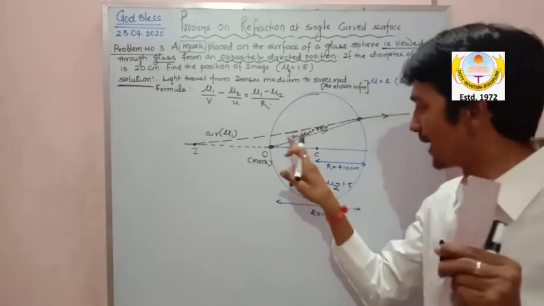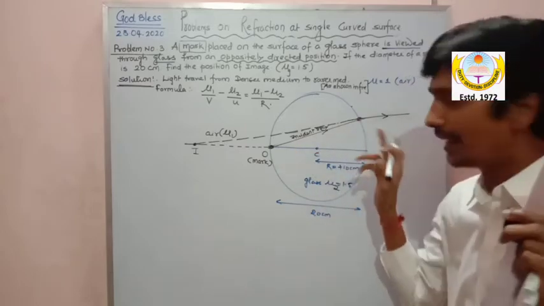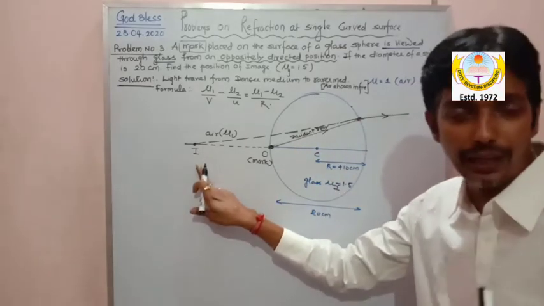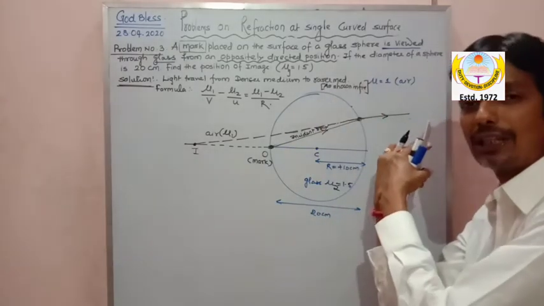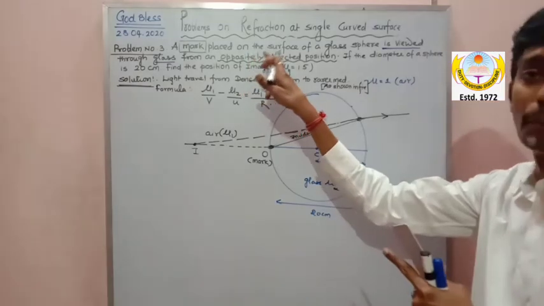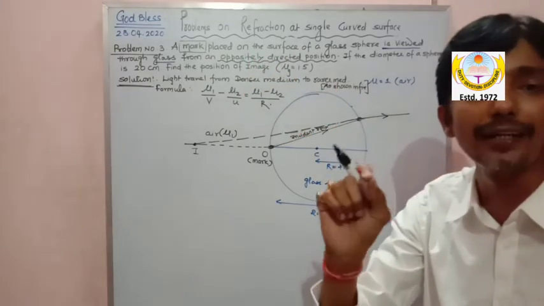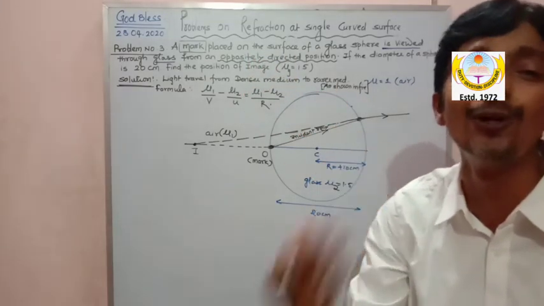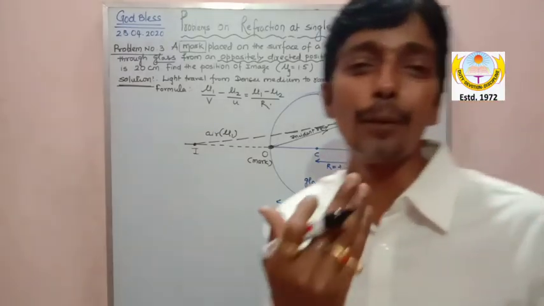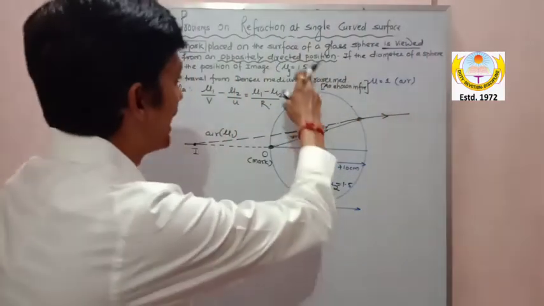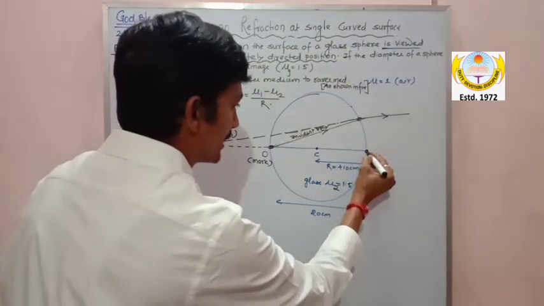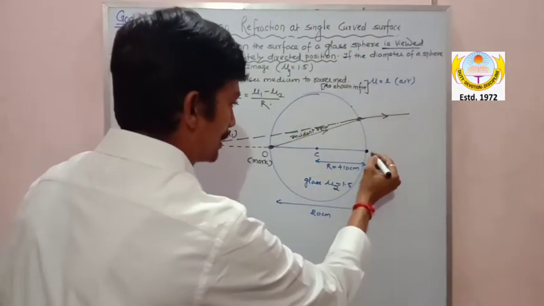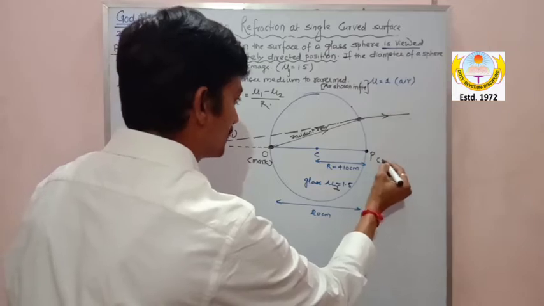So I understood light travels in denser medium, okay. Image forms in the rarer medium, okay. But we have to view from the oppositely directed position. This line is very important. This will help us to understand where is the pole. Where is the pole? So I am observing this from the oppositely directed position, so this is the oppositely directed position, and here is the pole.